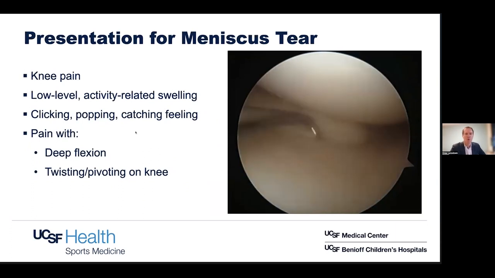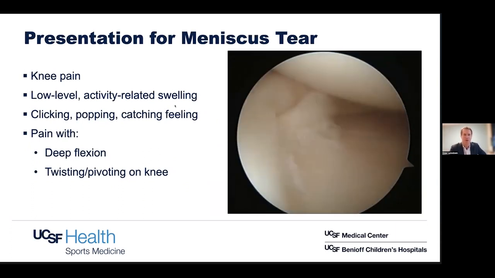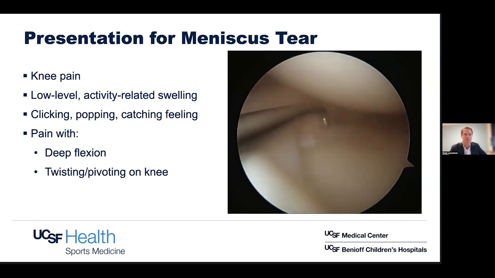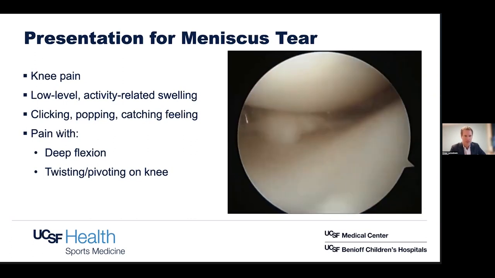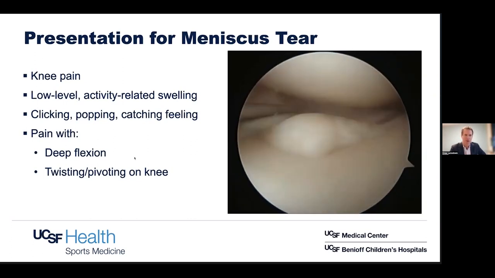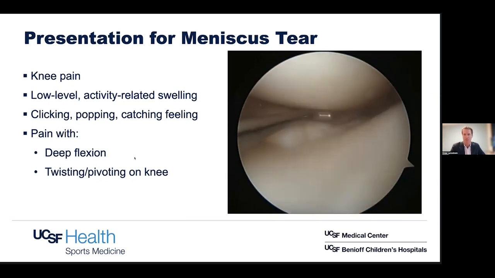So for meniscus tears, these can present in a variety of different ways, but we'll usually see knee pain. For a degenerative tear, it's usually low-level activity-related swelling. And then you can have the clicking, popping, catching feeling. And then patients will often describe pain in deep flexion, as well as pain with twisting and pivoting on the knee.